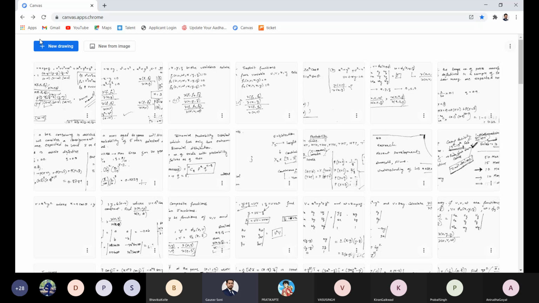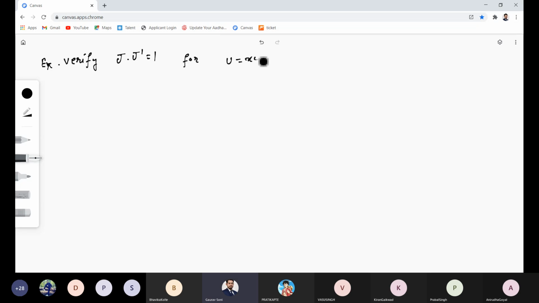It is: show that J into J dash is equal to 1. So the example is: verify J into J dash is equal to 1 for u is equal to xy, v is equal to x plus y. If you are fortunate enough to get a chance to give the M1 paper offline, then these types of examples are very common in the subjective exam.